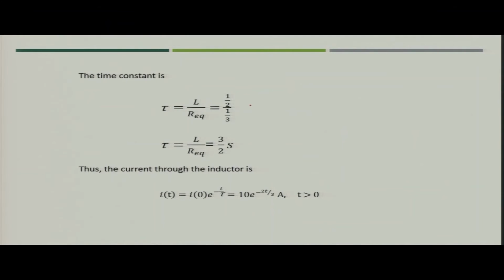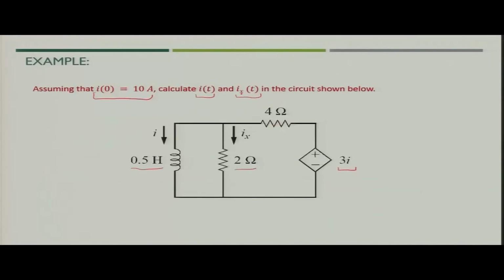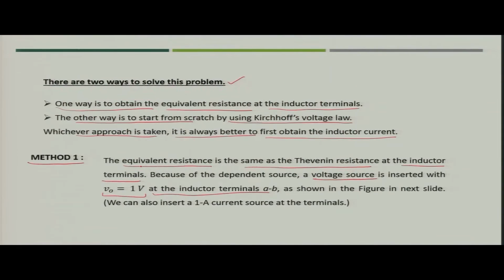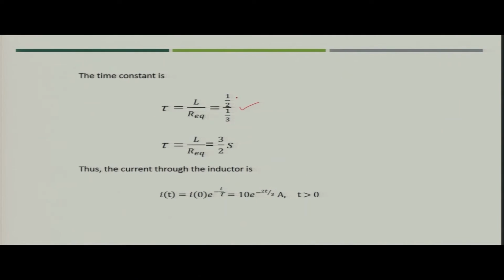Now, what would be the value of the time constant? The time constant value will be L upon R equivalent. The value of L is given as 0.5 Henry, which was given in the question. We put that value, and the R equivalent we have just calculated as 1 by 3 ohm. So the value of tau will be 3 by 2 second.